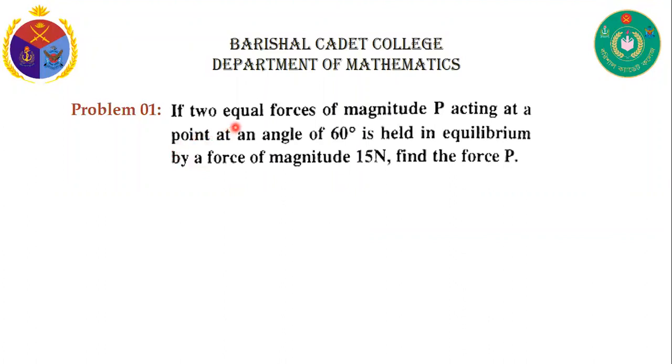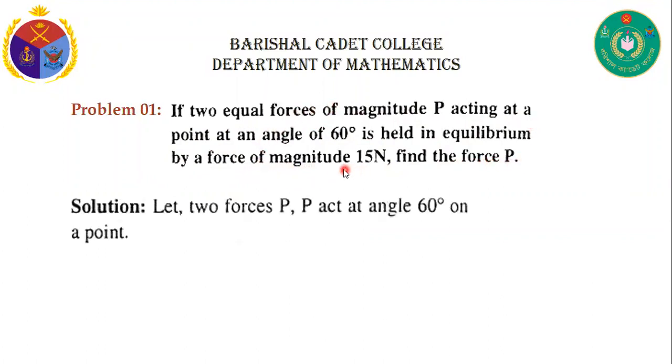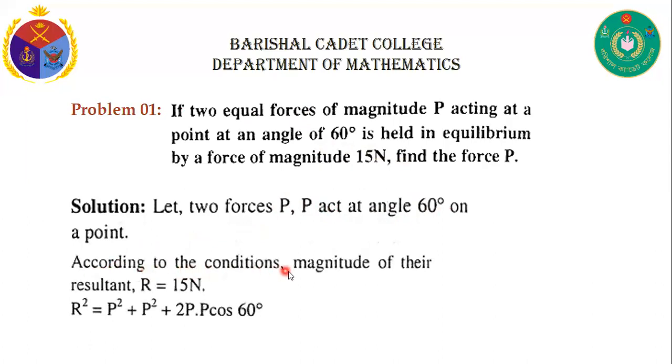Okay, if two equal forces of magnitude P acting at a point at an angle of 60 degrees are held in equilibrium by a force of magnitude 15 Newton, find the forces. So the system is in equilibrium. Solution: let the two equal forces be P and P, acting at an angle of 60 degrees. Now we apply the parallelogram law. According to the condition, the magnitude of the resultant R equals 15, that is 15 squared.